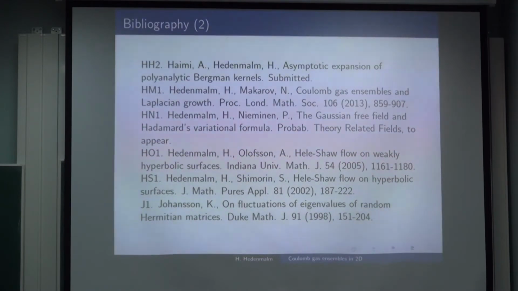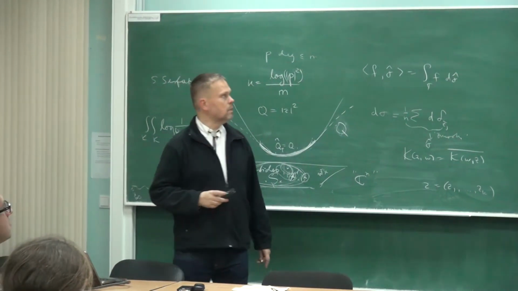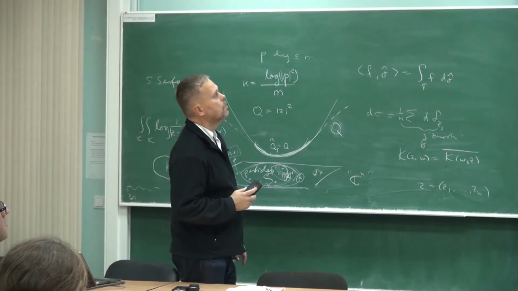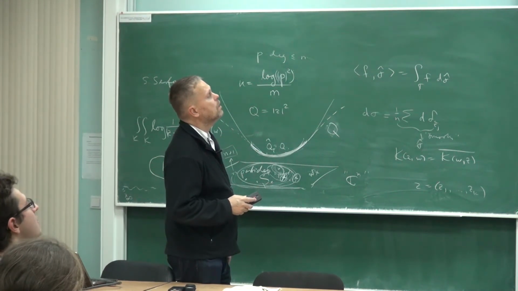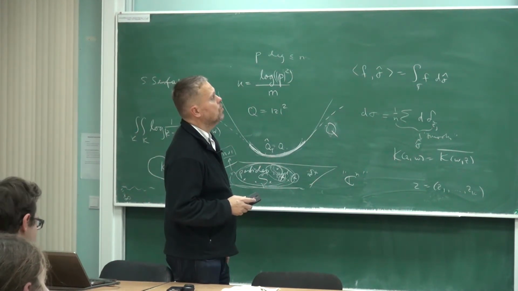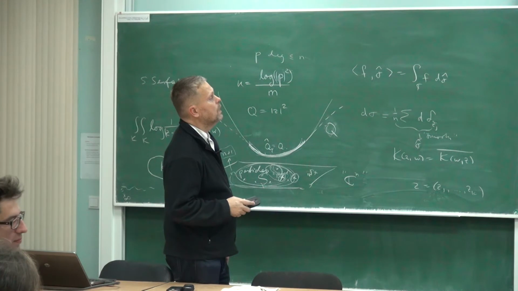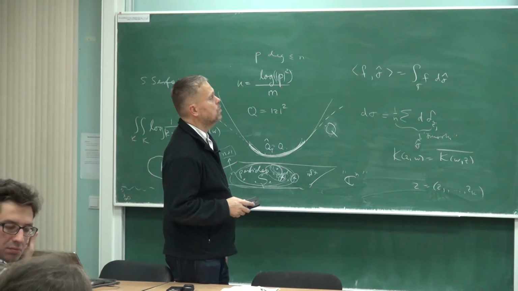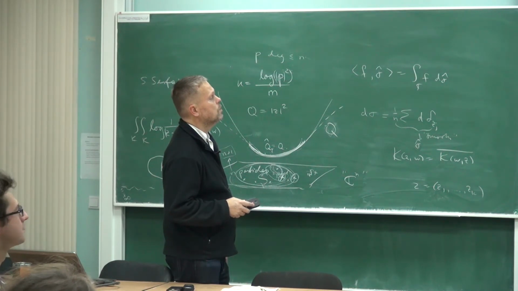The Laplacian growth is really the process of adding more particles, letting the parameter tau grow. What happens then? This is understood as Laplacian growth. And then there's a somewhat related paper with Nieminen. And again, because Laplacian growth is essentially the backward Hele-Shaw flow, some results apply, especially from this paper with me and Shemorin. And here is Johansson's rather well-known paper on the fluctuations in the Hermitian case.